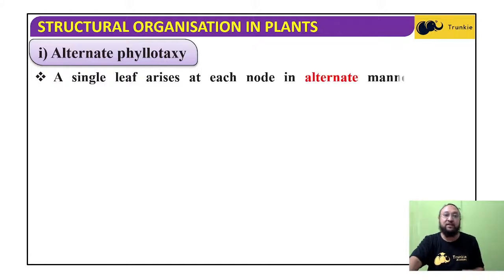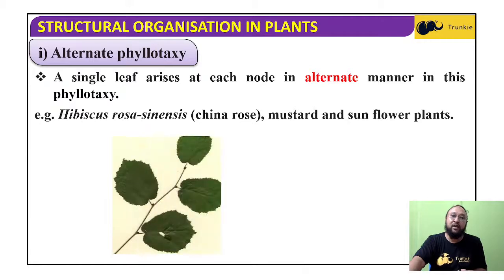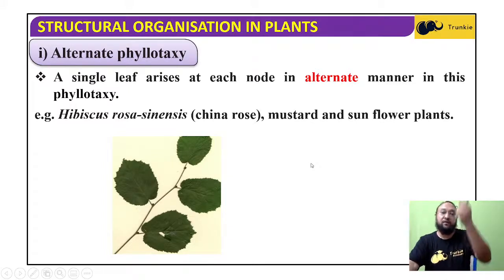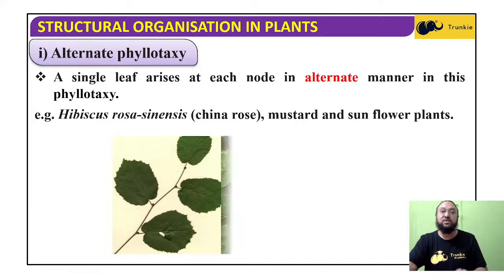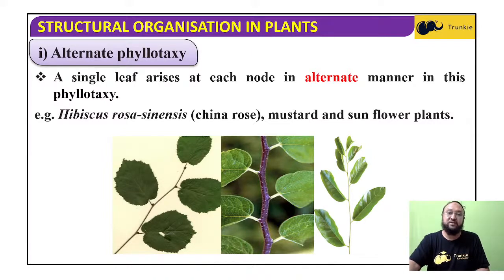Alternate phyllotaxy: a single leaf arises at each node in an alternate manner. Hibiscus rosa-sinensis, China rose. In Hibiscus, you will see at the node one leaf is formed, and another one is formed on the other side, a little above, at another node. So here you can see this is alternate. One leaf is formed at each node in an alternate manner. So this is called alternate phyllotaxy.